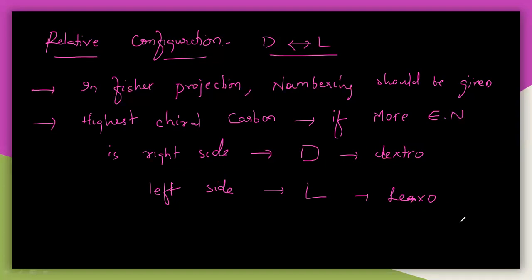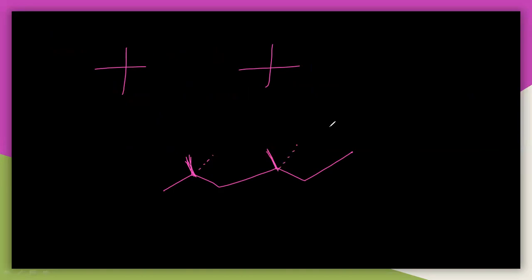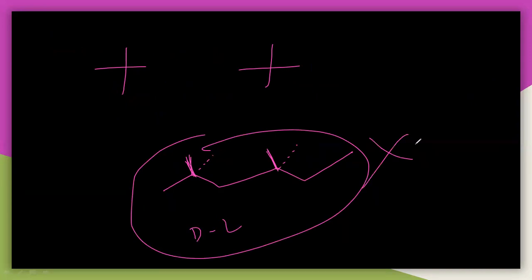Why it is called relative, I will tell you exactly here. So understand the conditions clearly. First, it is applicable only to the Fisher projection. The Fisher projection is like this, in a plus shape. Whatever the structure, it should always be like this. If it is drawn with wedge and dash instead, we cannot decide D and L. DL configuration cannot be given to it. But we can give RS configuration. RS configuration can be given, but DL configuration cannot. We can give it only for the Fisher projection here.